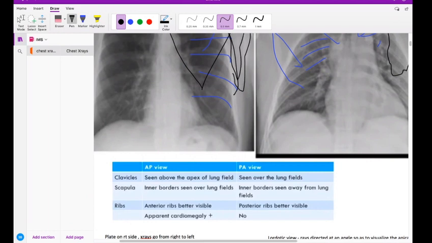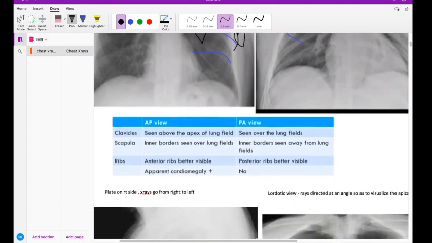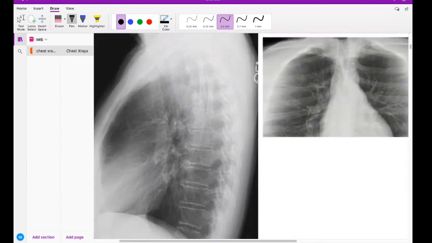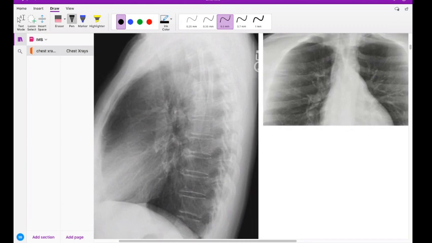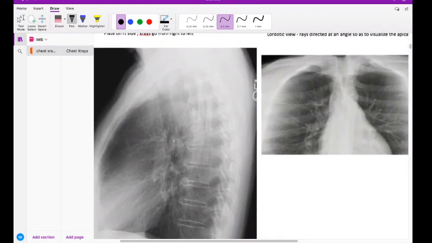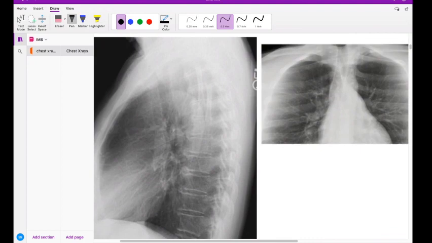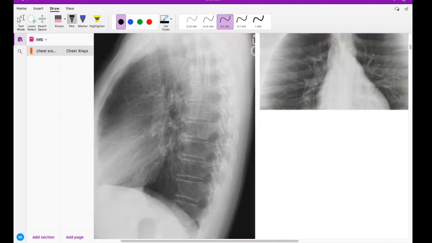So that is about AP and PA view. Next we'll go to the other views. This is the lateral view. Usually if you use a combination of PA view, posterior anterior view, and lateral view, you can see the pathology in three-dimensional space. Lateral view helps you know if the pathology is anterior or more posterior, so that helps to clearly localize the pathology. In lateral view, the X-rays are directed from the right side of the patient towards the left side, so the plate is kept towards the left side of the patient. That is about lateral view.